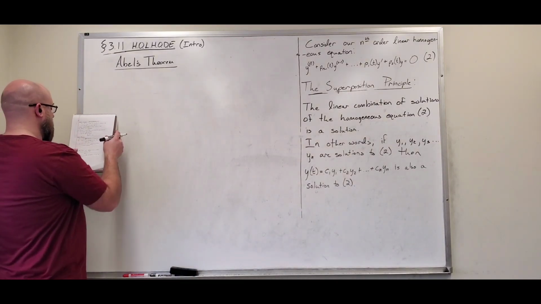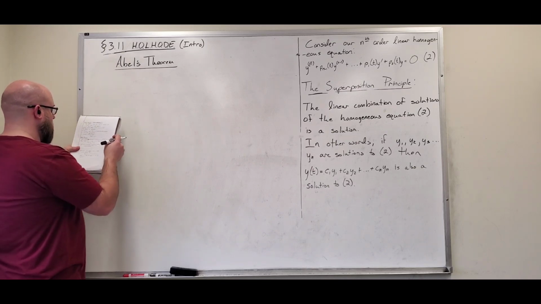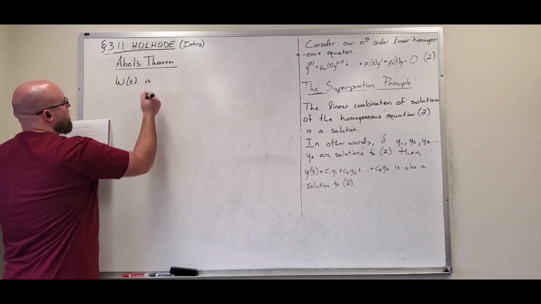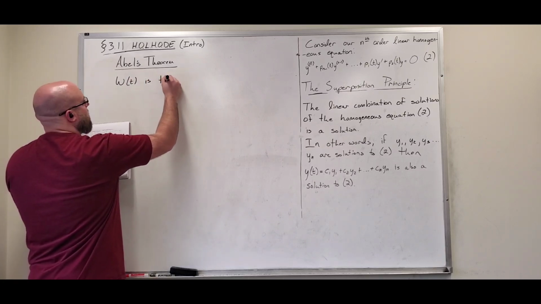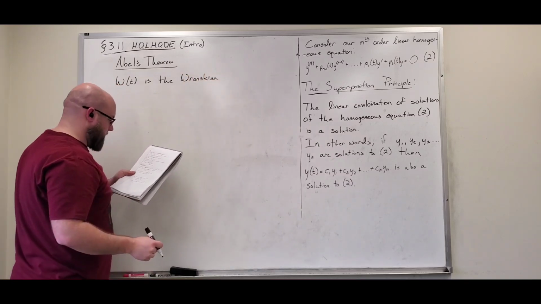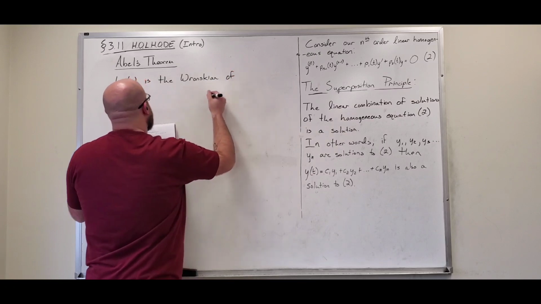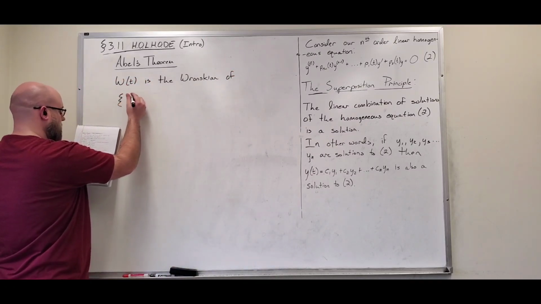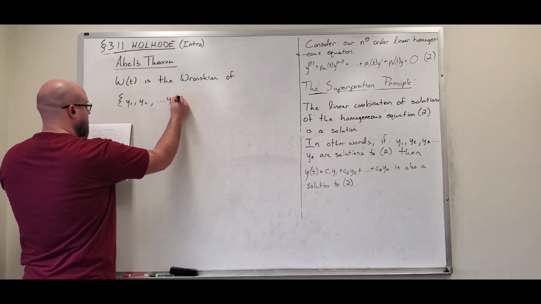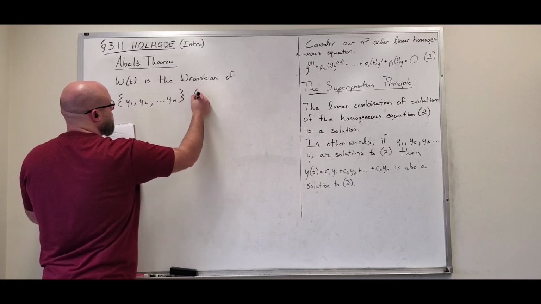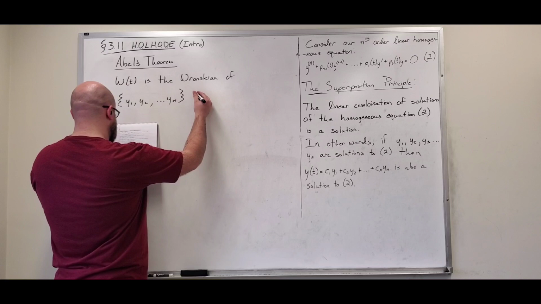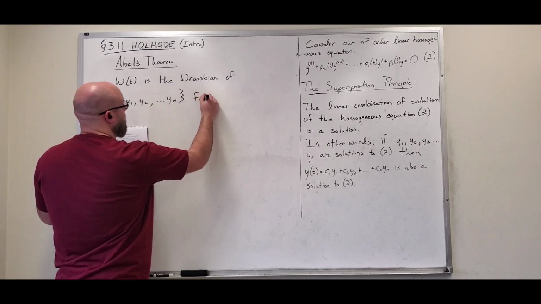So first of all, we're dealing with the Wronskian. W of t, by definition, is the Wronskian, so the determinant of the fundamental set y1, y2, y sub n. Again, these are solutions. So let's write that, the fundamental solution, or fundamental set.